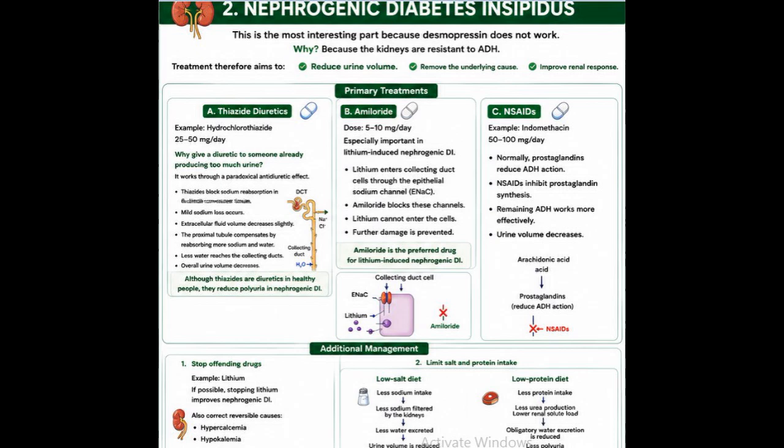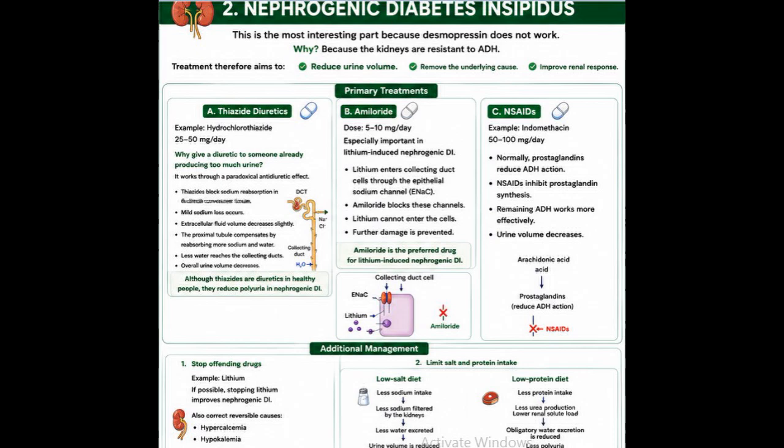Mechanism: thiazides block sodium reabsorption in the distal convoluted tubule. So, mild sodium loss occurs, and extracellular fluid volume decreases slightly. The proximal tubule compensates by reabsorbing more sodium and water. So, less water reaches the collecting ducts, and overall urine volume decreases. So, although thiazides are diuretics in healthy people, they reduce polyuria in nephrogenic diabetes insipidus.